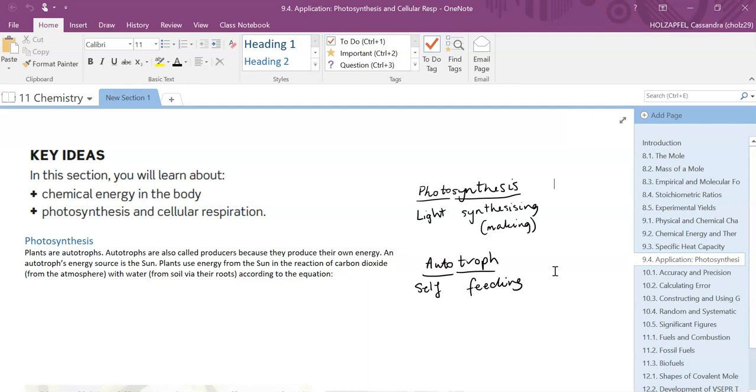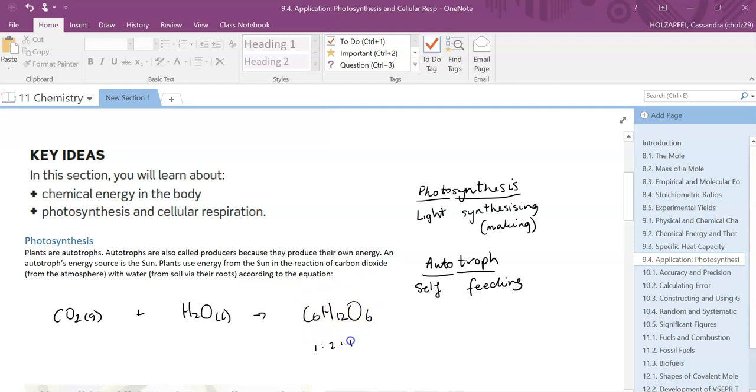Okay, so let's talk about the reaction. They're using carbon dioxide gas, and water that they're pulling up from their roots. Oh, sorry, that's not a gas. That'll be liquid water. And that is going to produce sugar, so glucose specifically, C6H12O6. By the way, all sugars have this nice little ratio of 1 to 2 to 1 for their carbon to hydrogen to oxygen. It's one of the key features of sugar molecules. And then it also produces oxygen.